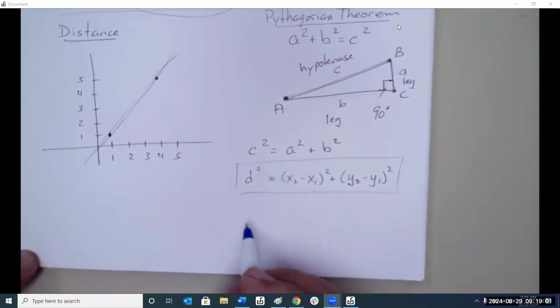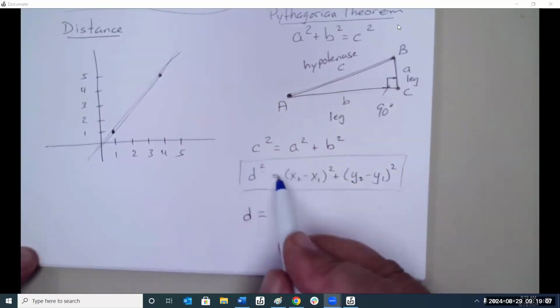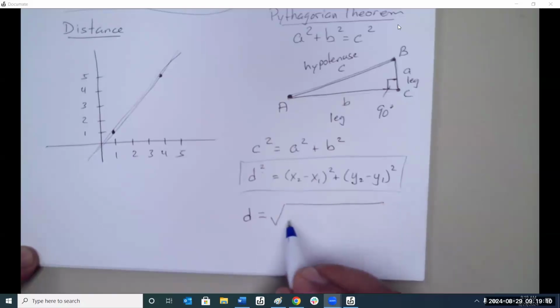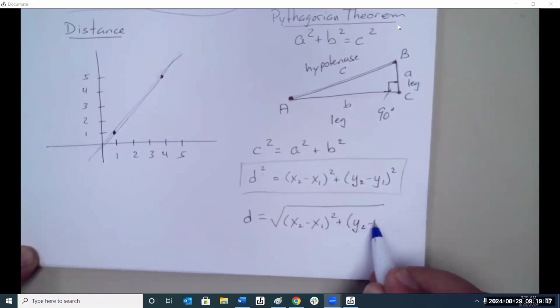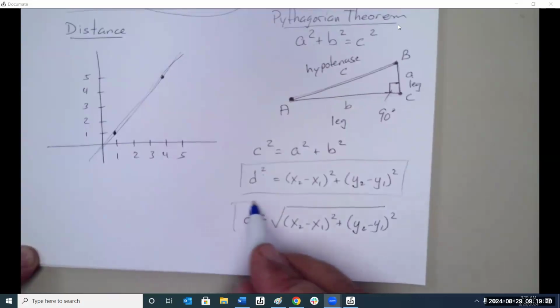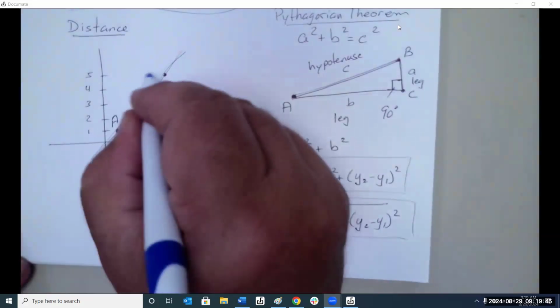So that's one formula for it. But if we're looking for the distance by itself, how do we get rid of the square? We have to square root both sides. And you're going to see equations in both forms. If the answer is in square root form, that means the distance is just a distance. If it's not, then it's a squared term.